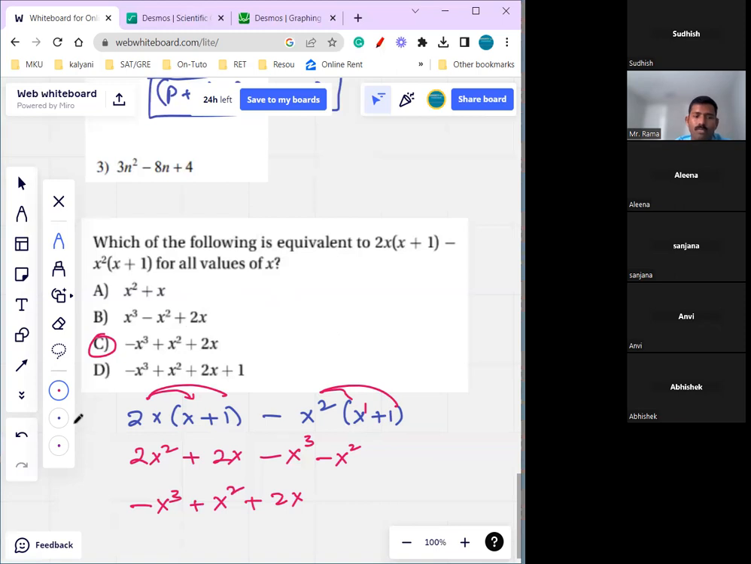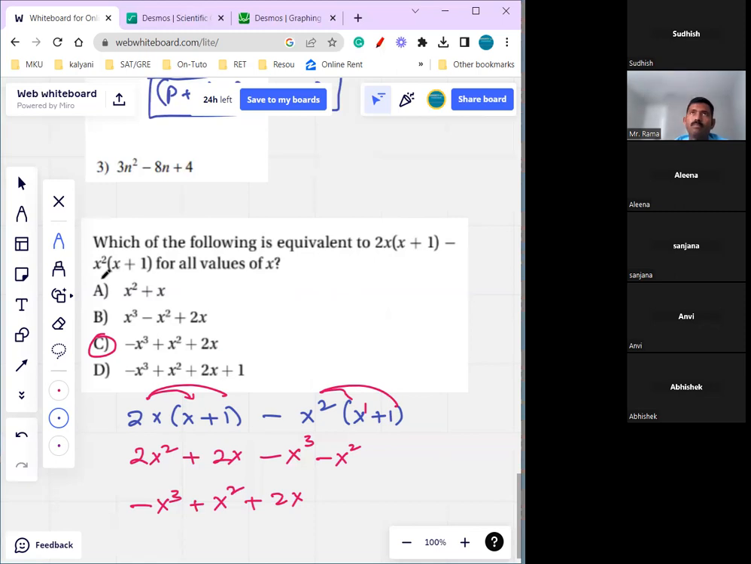So when you want to do it faster, this is what you've got to do. There are a couple of things that you need to pay attention to. When I look at this question the first time, I look for a pattern. What do I have? I see this is 2x times (x + 1), and this is also x squared times (x + 1).